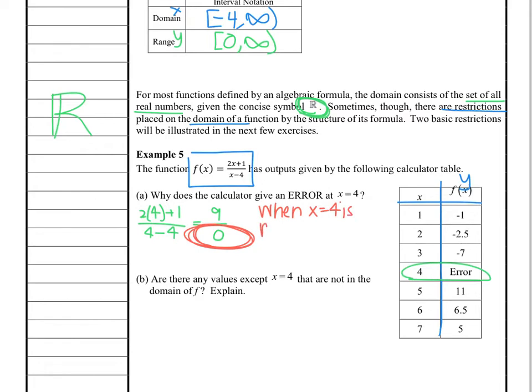is plugged in to f of x, the denominator equals 0, which makes the function undefined.